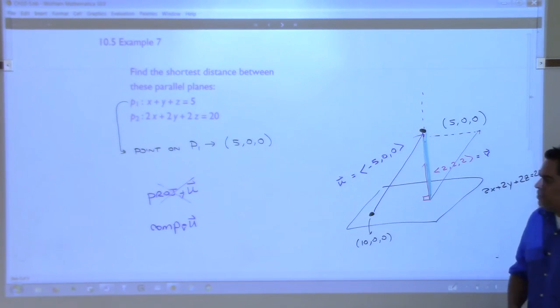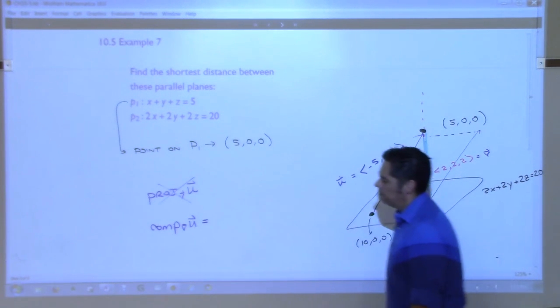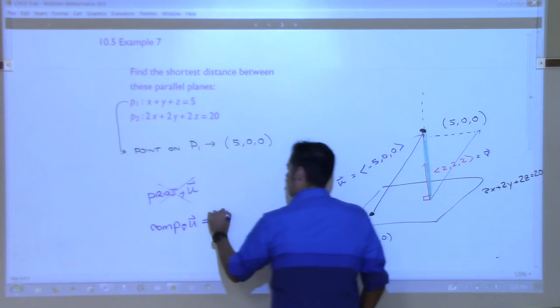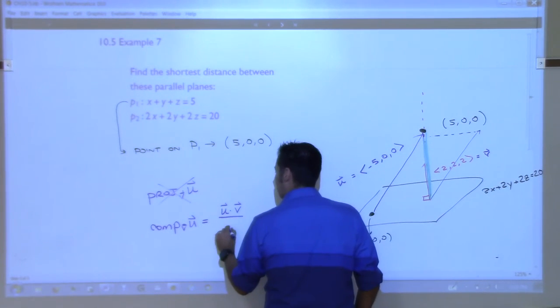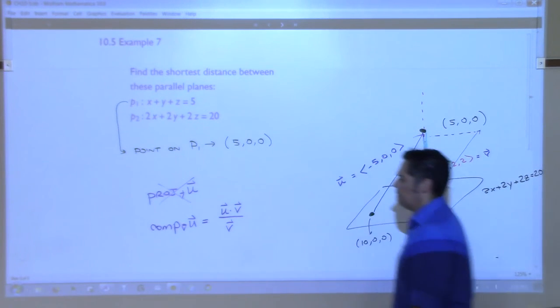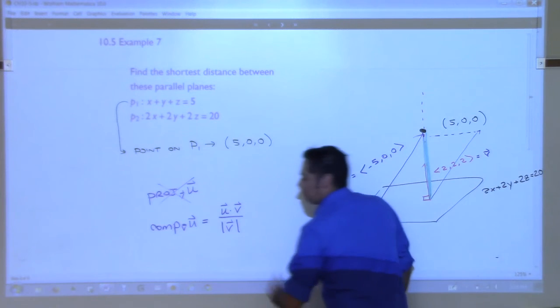All right, does somebody have this formula handy on how we find that? U dot V over the magnitude of V. U dot V over the magnitude of V? Yes. I forgot the magnitude, sorry. You looked at your notes and what? I in no way remember that.